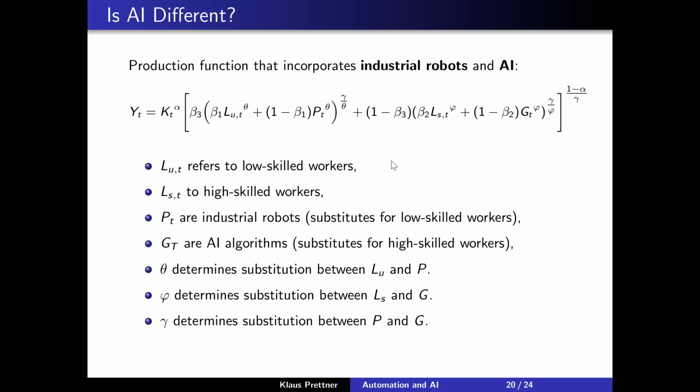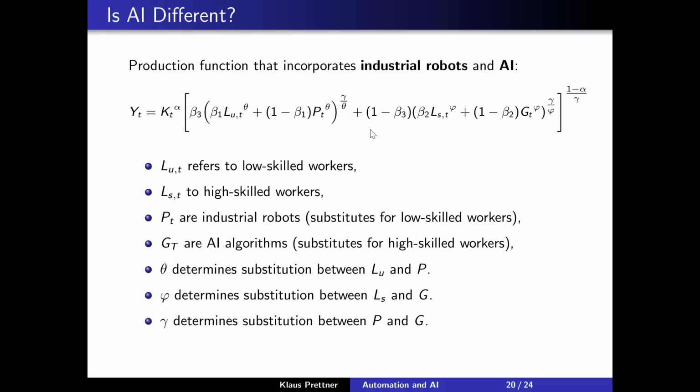So what we did in a paper with David Bloom, Jamel Sadawi and Mario Veroete was to introduce a production function that incorporates both industrial robots and artificial intelligence. So what we have here is output is again produced with physical capital with an output elasticity of alpha. But then this labor type of input consists of different parts. We have the low-skilled workers that we denote by LU, or unskilled if you will. And we have the high-skilled workers, LS.